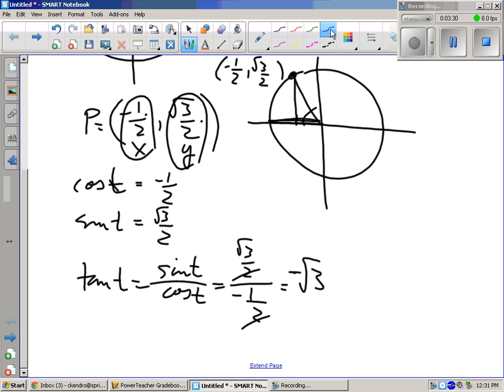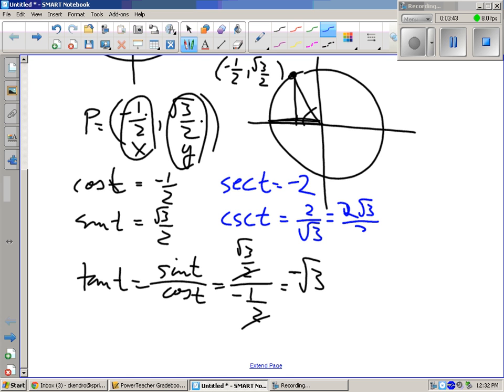Now let's do their reciprocals. Secant of T, flip over the -1/2, which gives -2. Cosecant of T, flip over √3/2 and get the radical out of the bottom, so 2√3/3. And then cotangent of T, I'm going to flip this over. So I get 1 over -√3, which is -√3/3. So pretty straightforward. When it's given to you in point form like this, just go ahead and say the X is your cosine, sine is your Y.